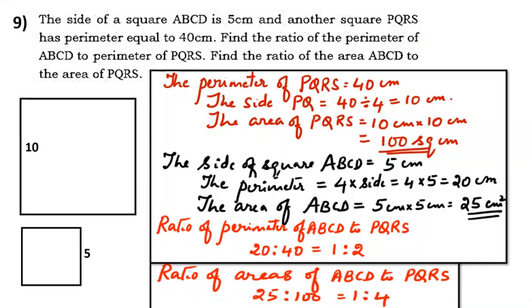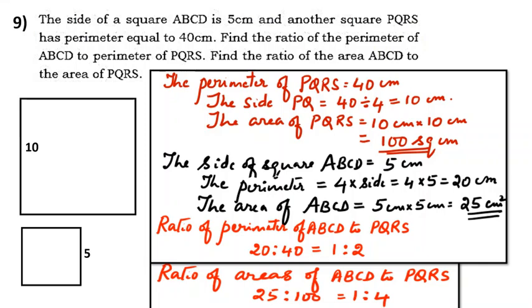So for small square ABCD, you will get perimeter 4 into 5, 20. And the area will be 25. For bigger square, perimeter is already given. Area is 100. Because 10 centimeter we got the side, no? So area is 10 tens are 100. Now write the ratio. One by one you have to write the ratio.